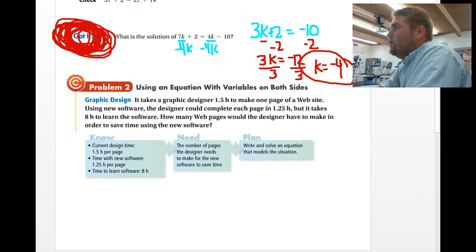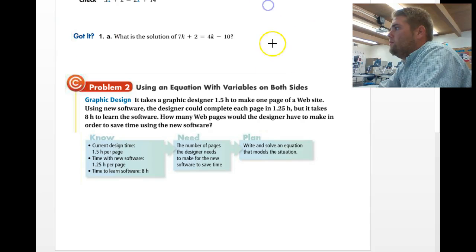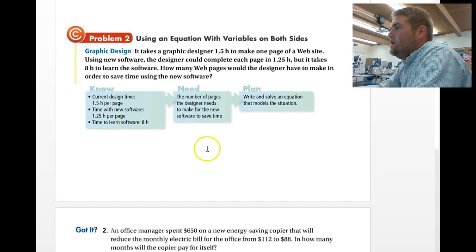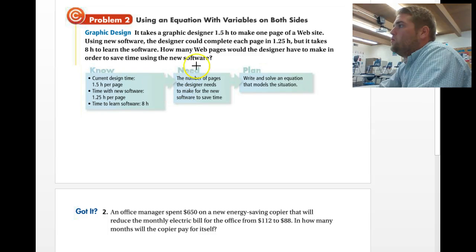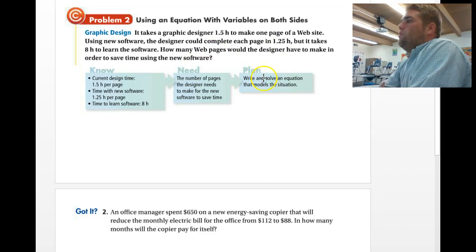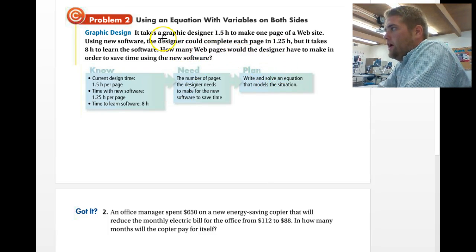Okay, so let's go to our word problem. We'll go to problem 2. Remember with word problems, the important part is do not freak out. So it takes a graphic designer 1.5 hours to make one web page. Using new software, the designer could complete each web page in 1.25 hours, but it takes 8 hours to learn. How many web pages would the designer have to make in order to save time?